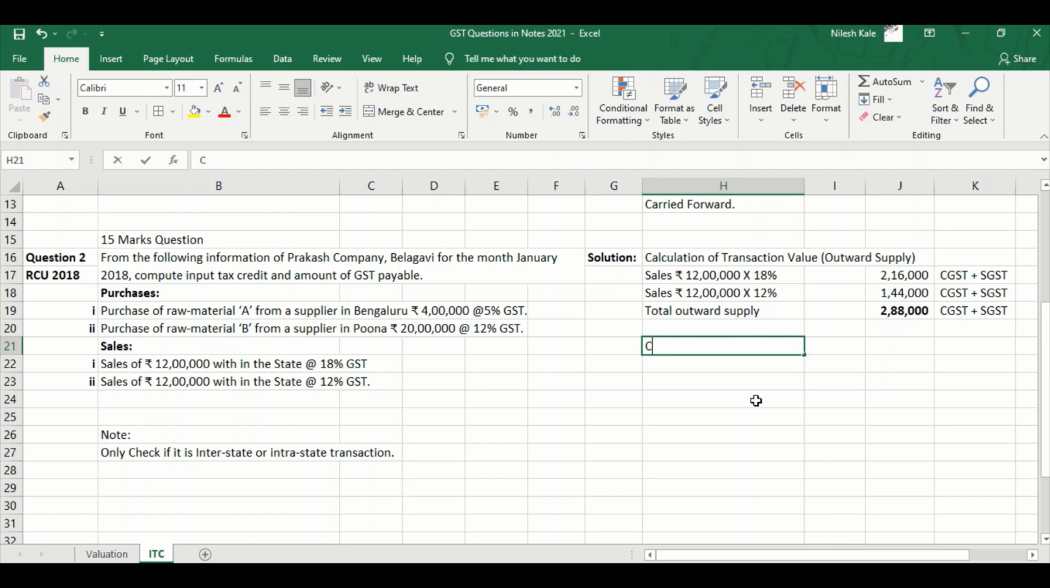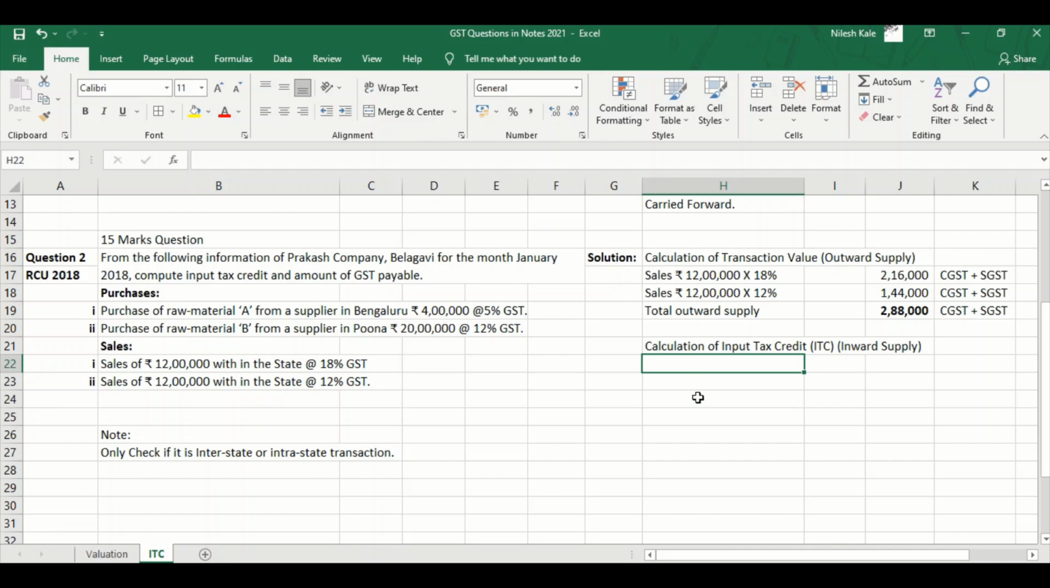Now we will calculate inward supply. Calculation of input tax credit, ITC. And this is what? Inward supply. Hope this is clear. Now let us look at these purchases. The company is in Belagavi. It is in Karnataka. Bengaluru is also in Karnataka. So A is interstate or intrastate? It is intrastate transaction.